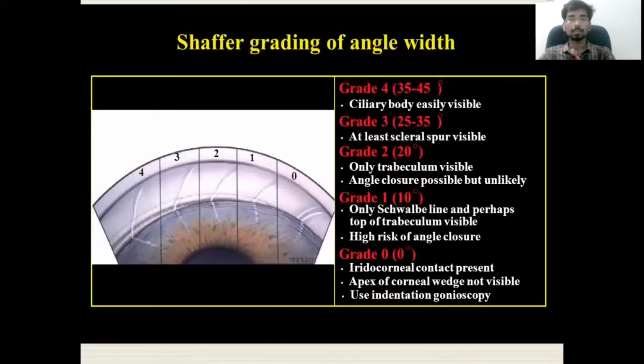When we look at the angle structures, if all 4 structures are visible including the ciliary body, it is grade 4. If visible up to the scleral spur, it is grade 3. If visible up to the trabecular meshwork, grade 2. If only Schwalbe's line is visible, it is grade 1. Grade 1 is 10 degrees, grade 4 is 35 to 45 degrees. Grade 0, no structures are visible, complete closure of the angle, iris and cornea are in contact.